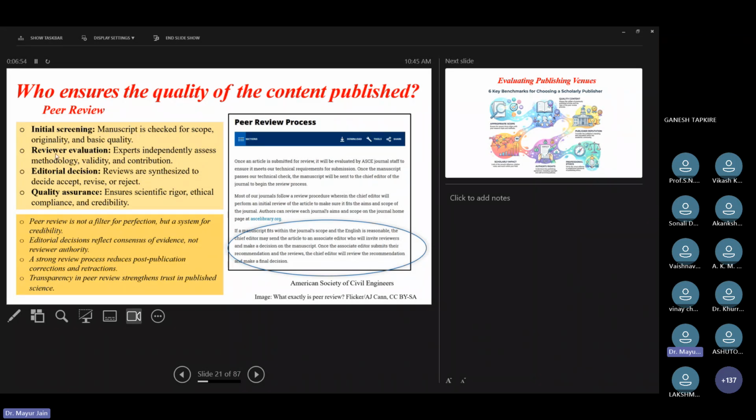And then finally reviewer evaluation, where we send this paper to independent reviewers and they come up with their comments and all those things, right? And then based on their comments we can make the editorial decision. We can find out whether it has to be accepted, revised, or rejected, right? And then quality assurance ensures scientific rigor, ethical compliance, and credibility. So I think this is what we were talking about in the initial part, that credibility is very important, which author has done what kind of work. So I think these are very important.